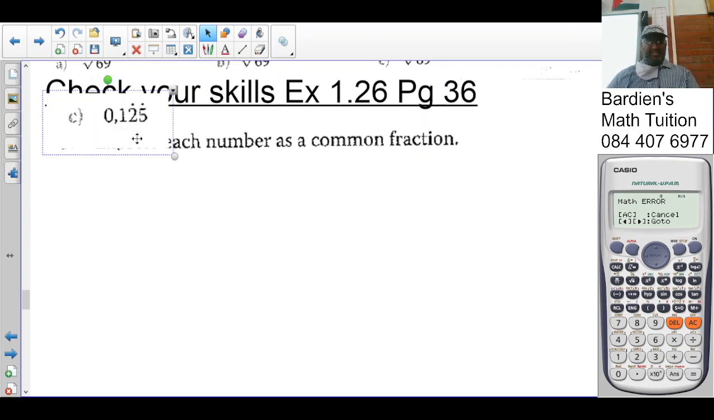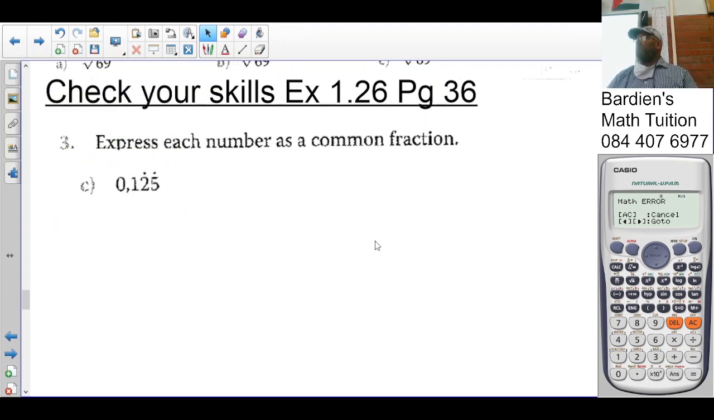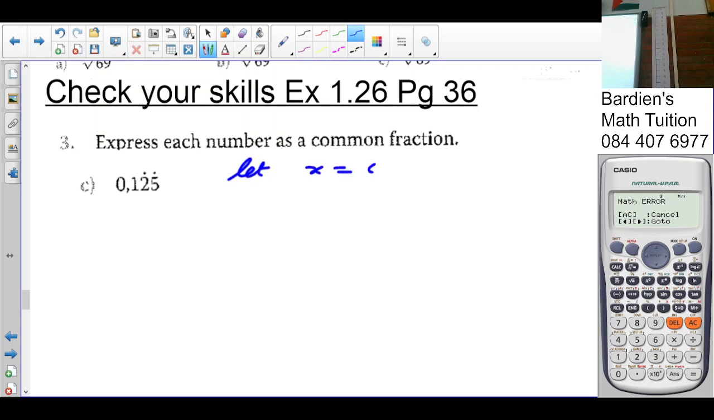You see, in 3C, it's a bit different to what we normally have dealt with, what we were exposed to. So when we start by saying let x equals 0.1252525, what number goes next? 1, 2, 5 or 2, 5? 2, 5. Because at the top, the recurring is only on the 2 and the 5.